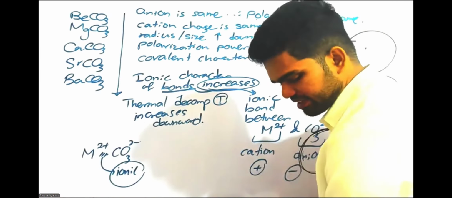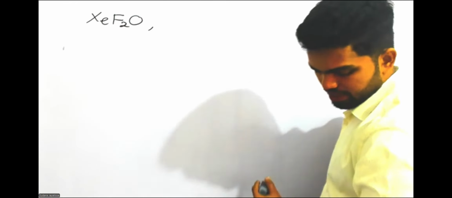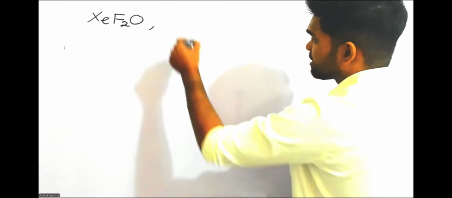Okay, now let's discuss this question about molecular geometry and shape. The three molecules are XeF2O, and the other one is FI.